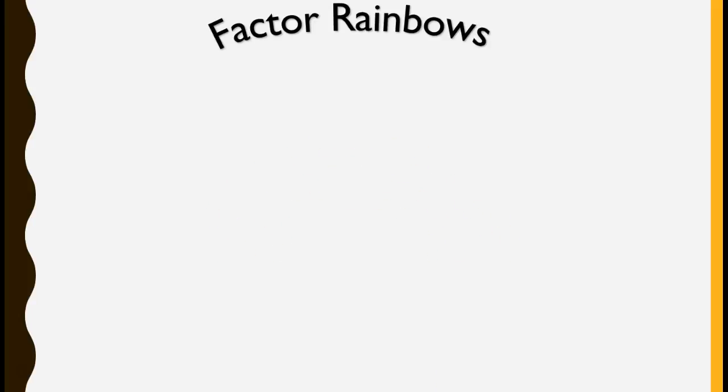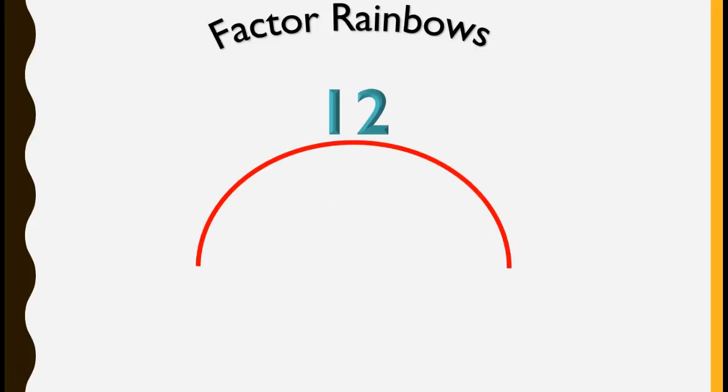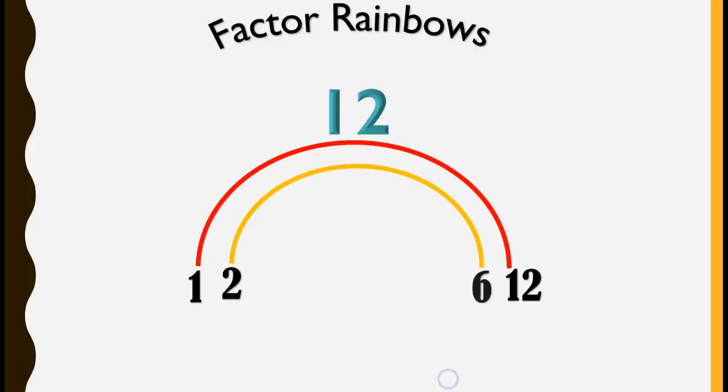If we were to find the factors for 12 using a factor rainbow, you could use colors if you have them handy, or just use your pencil, and you would make an arc and think, okay, I can say 1 times 12 equals 12. Are there any others? 2, yeah. Okay, 2 times 6 equals 12. Can you think of any other factors of 12? Should I make another arc?